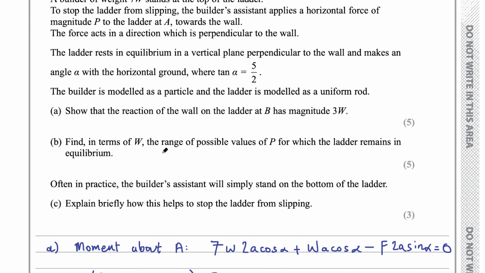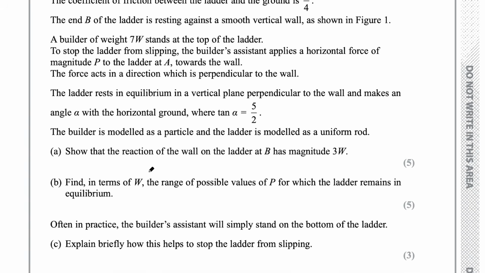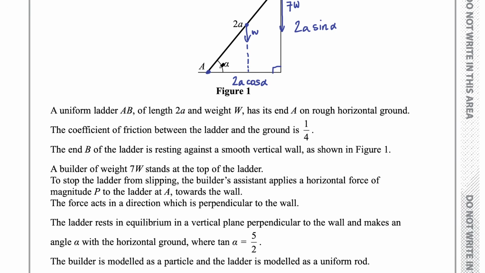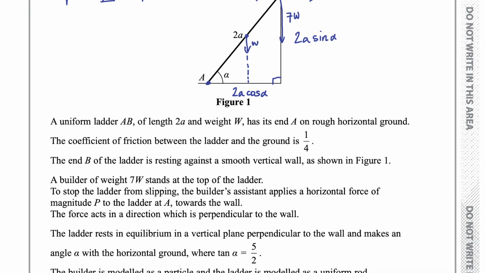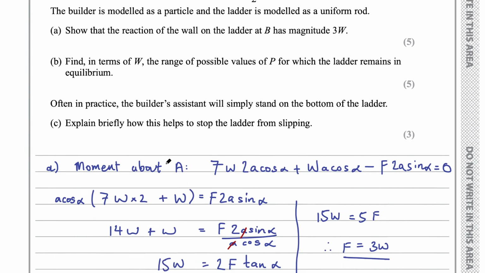Okay, part B says find in terms of W the range of possible values of P for which the ladder remains in equilibrium. Let's just quickly go back to the question again. So P was the horizontal force applied to the ladder at A. That was by the builder's assistant up here. He was applying some force P this way, and we need to figure out the range of values for that to keep the ladder in equilibrium. The other thing they tell us is the coefficient of friction is 1/4, so that's going to come in handy as well. And so let's get started on part B.